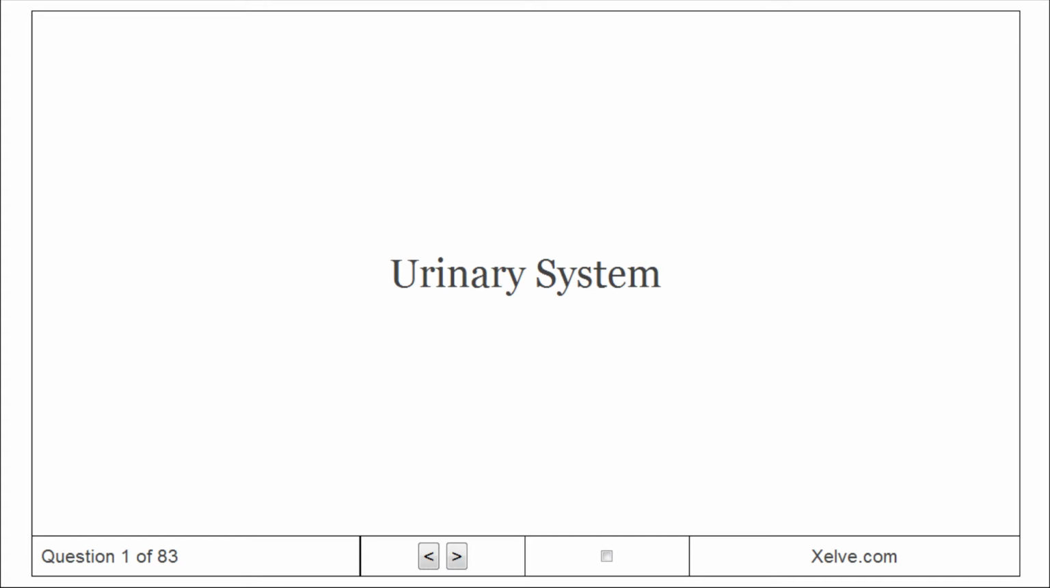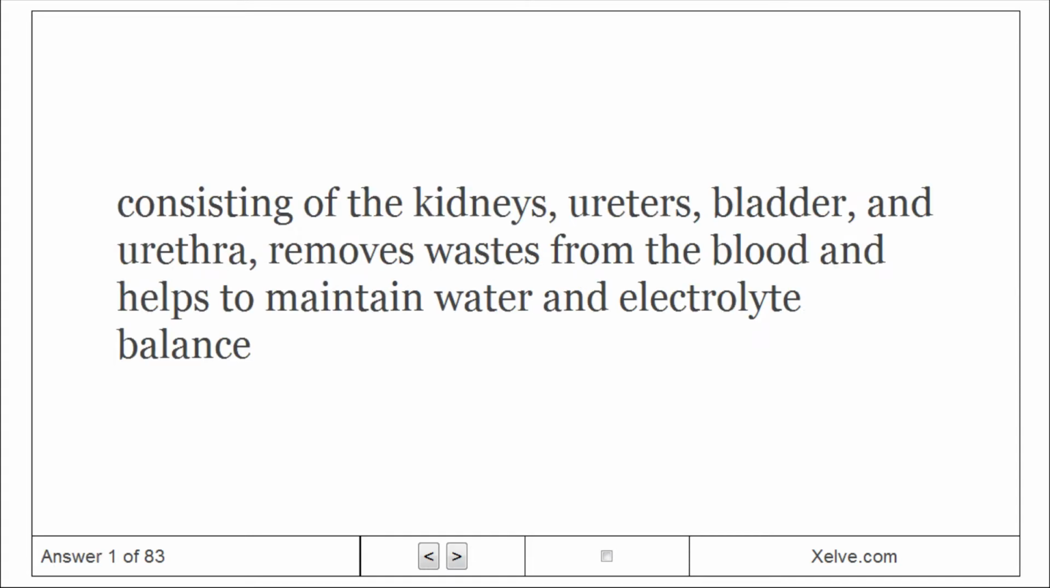Urinary system, consisting of the kidneys, ureters, bladder, and urethra, removes wastes from the blood and helps to maintain water and electrolyte balance.